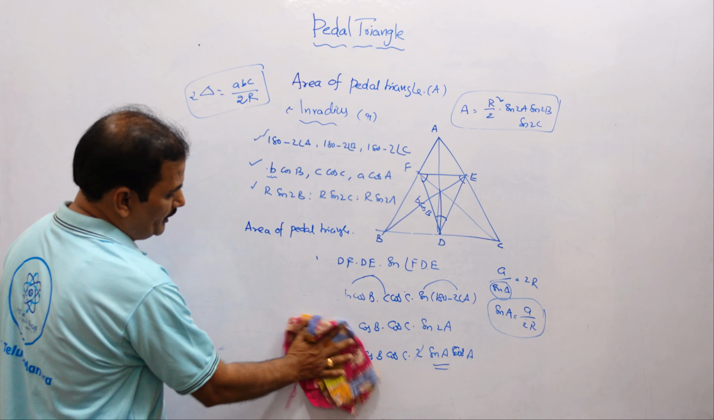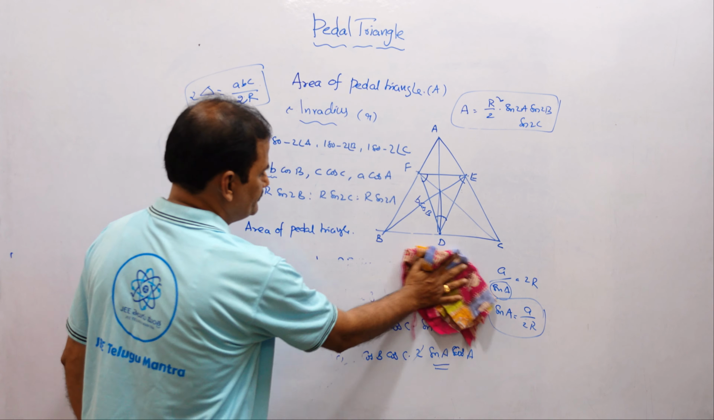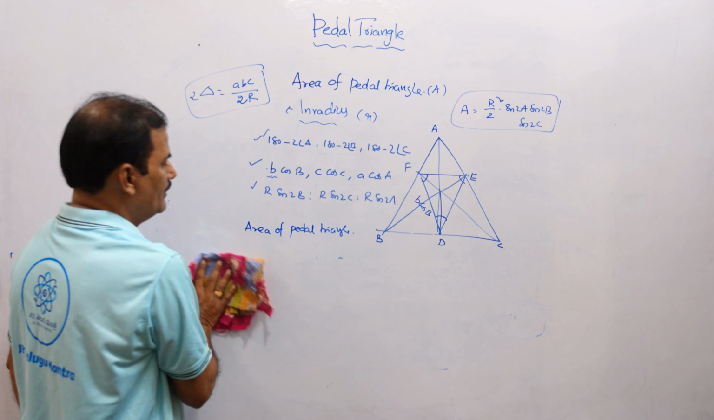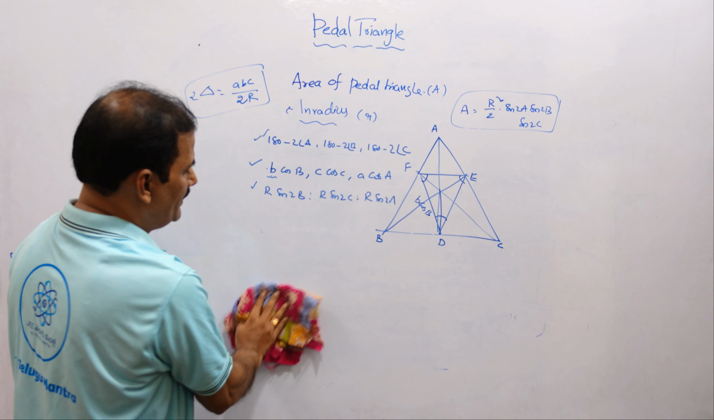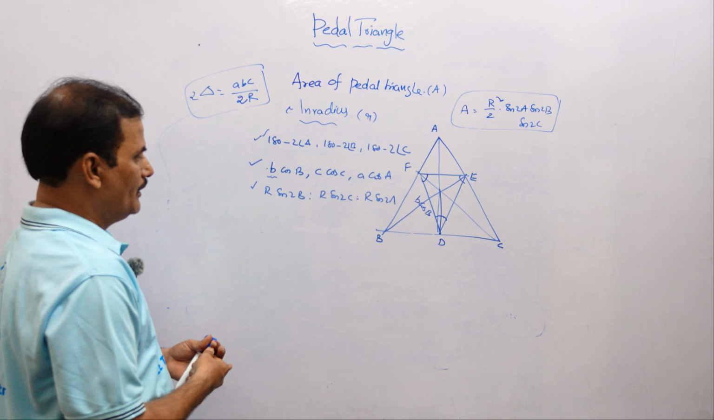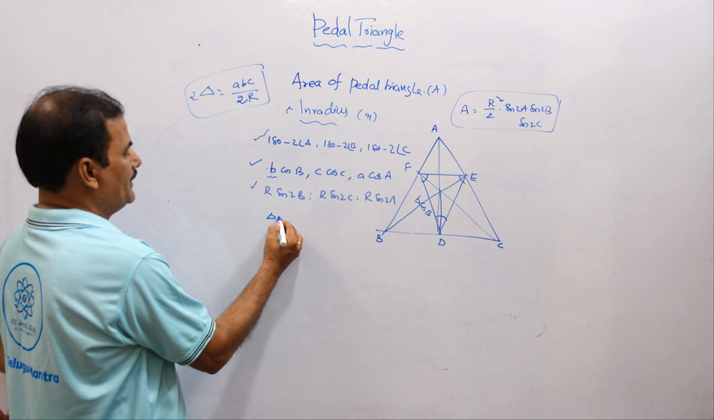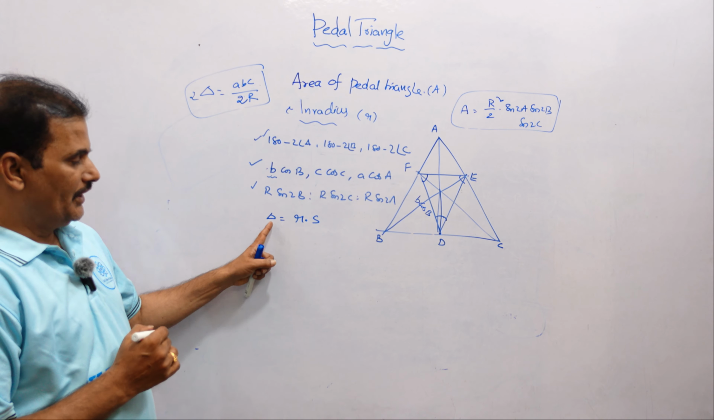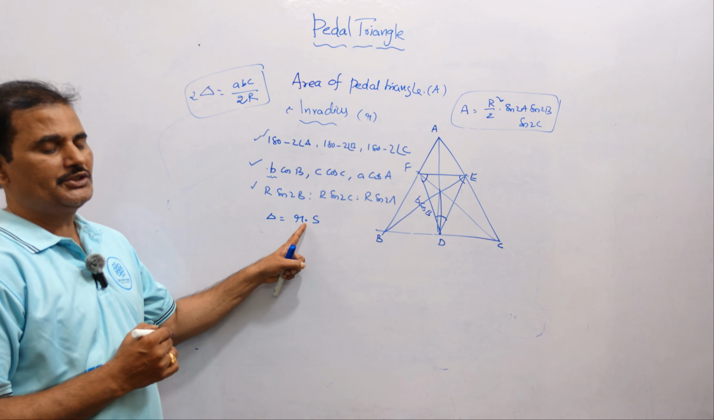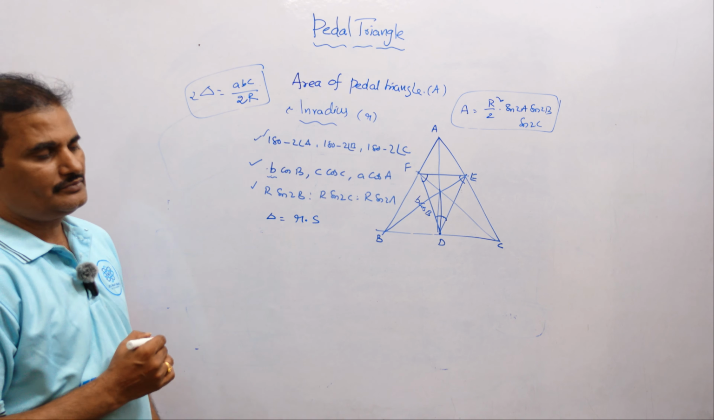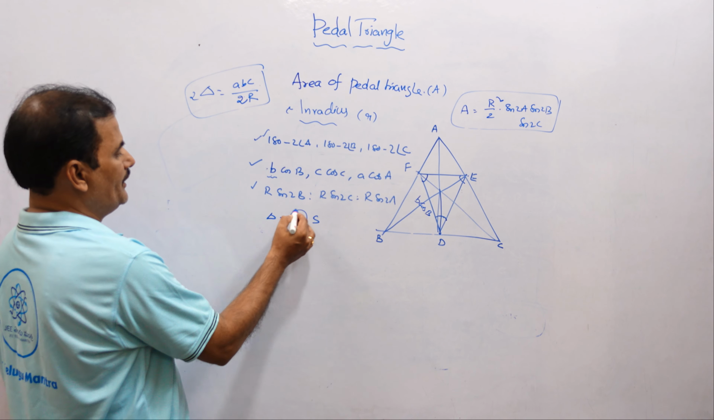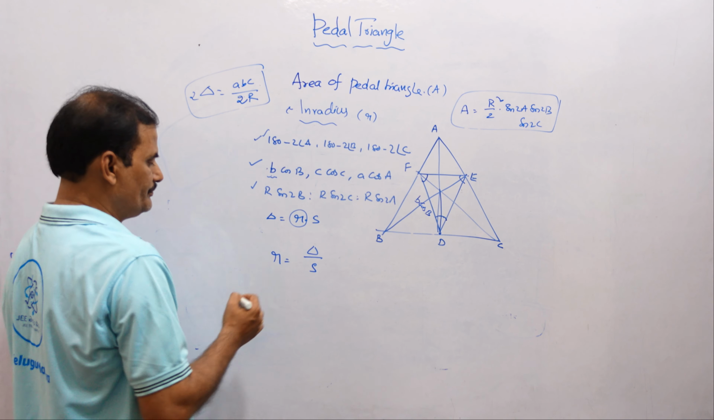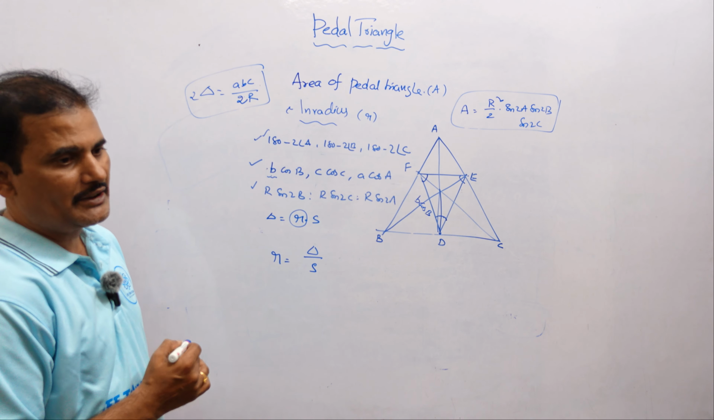In radius, that means the smaller r. We know for the normal triangle, delta is equal to r into s. Area is equal to inradius into semi perimeter. But you have to find out the inradius here. r is equal to delta by s.